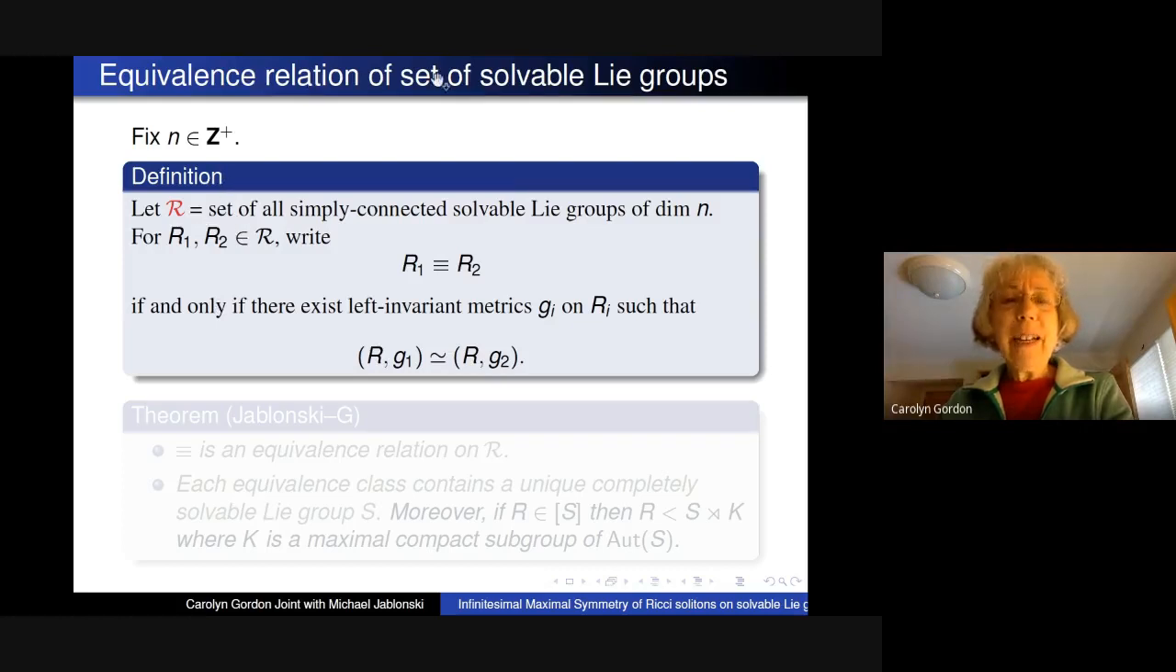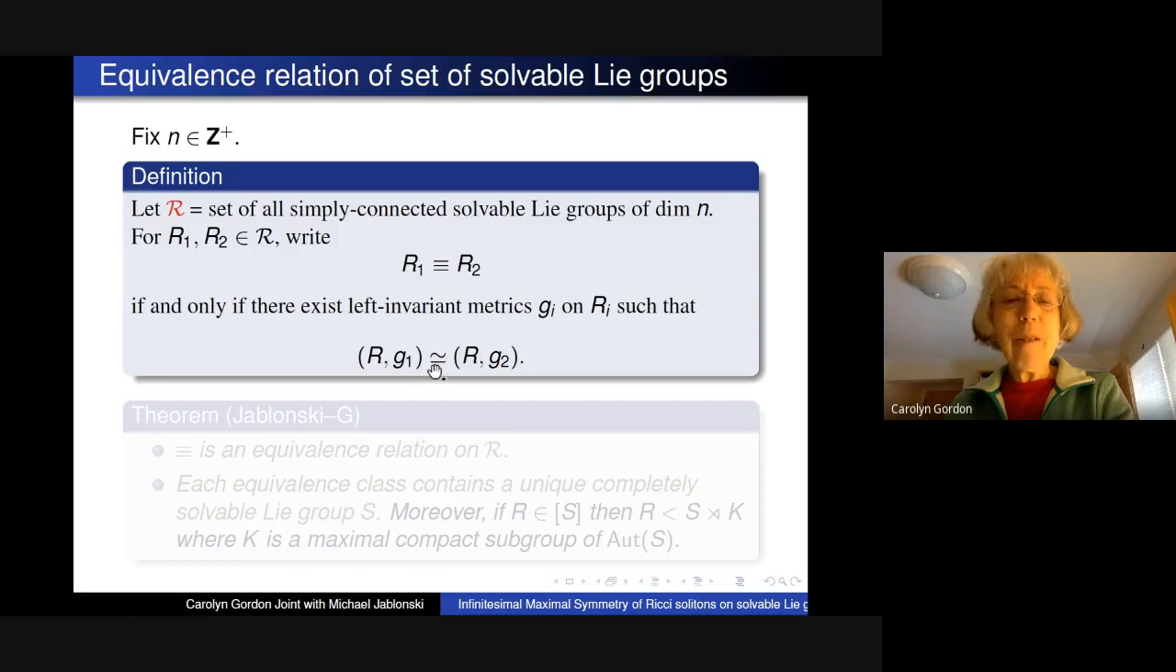So we define an equivalence relation on the set of all solvable Lie groups of a given dimension. Let script R be all simply connected solvable Lie groups of dimension n. We're really looking at isomorphism classes of them. Given two n-dimensional solvable groups, we'll say that R1 is equivalent to R2 if and only if there's some left invariant metric G1 on R1 and some metric G2 on R2 that are isometric. It doesn't say every left invariant metric on one appears on the other, but there's some metric that does.